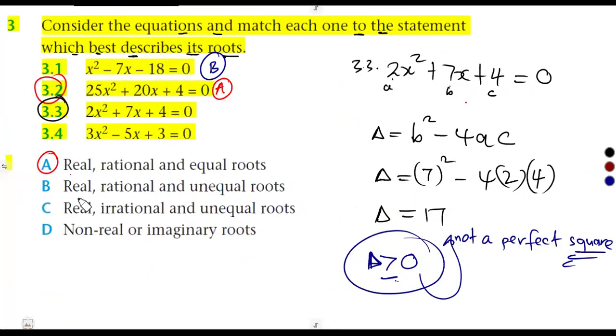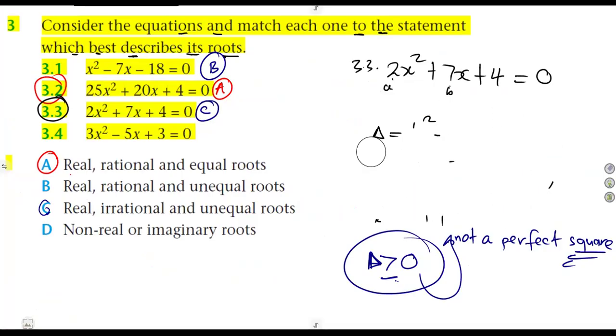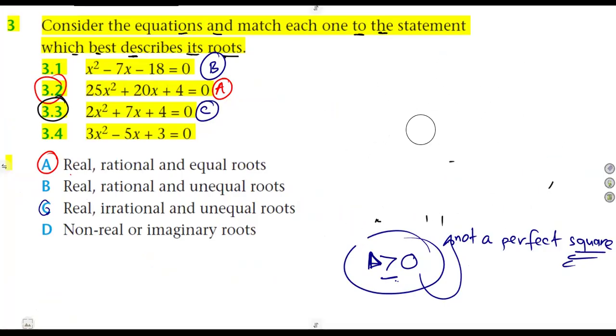So which part do we have? Real, irrational, unequal. That's to be on C. So this was best to be C. All right, just like that. So guys, that was your condition there.